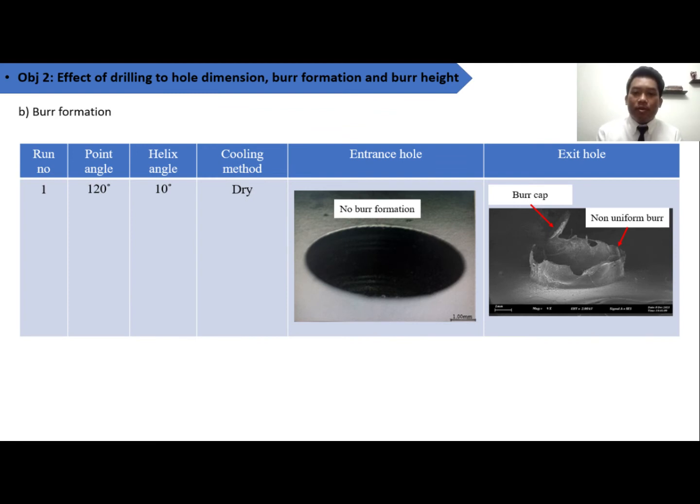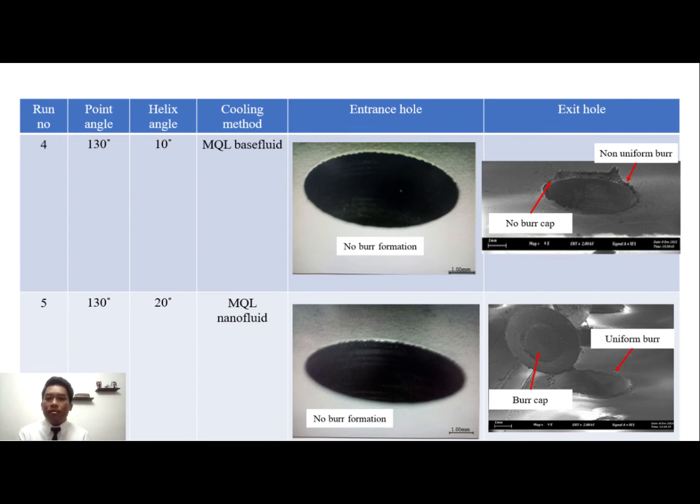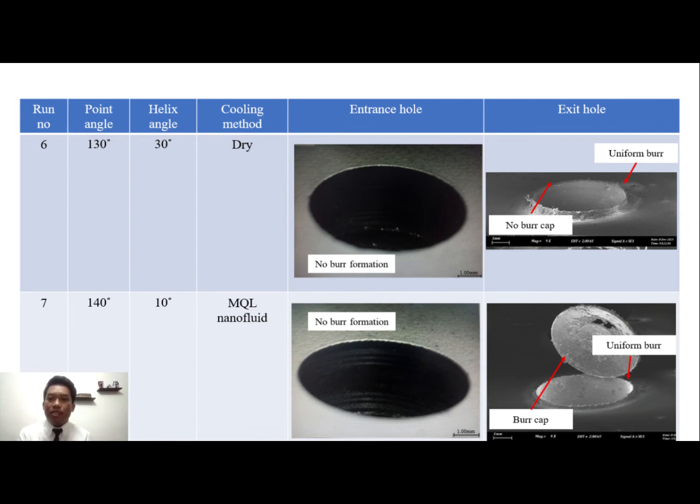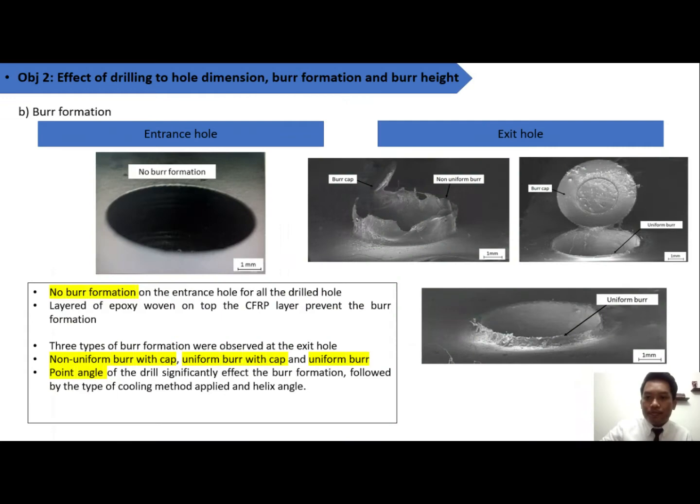Next, I will proceed to explain the burr formation that has been produced on the entrance and exit hole for this study. This is the result for run number 1. As we can see, the entrance hole does not have any burr formation, while for the exit hole there is non-uniform burr and also burr cap produced. This slide shows the burr formation for run number 2 and run number 3, this is for run number 4 and number 5, this is for run number 6 and 7, this is for run number 8, and finally for the test run number 9.